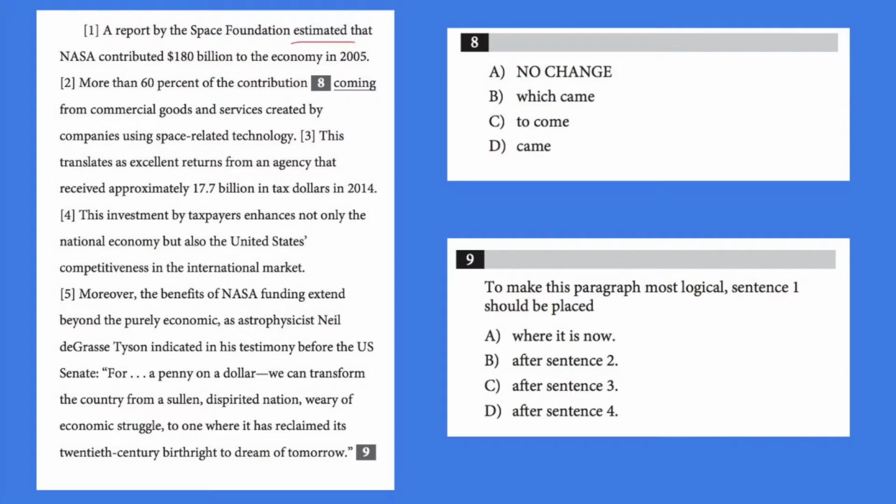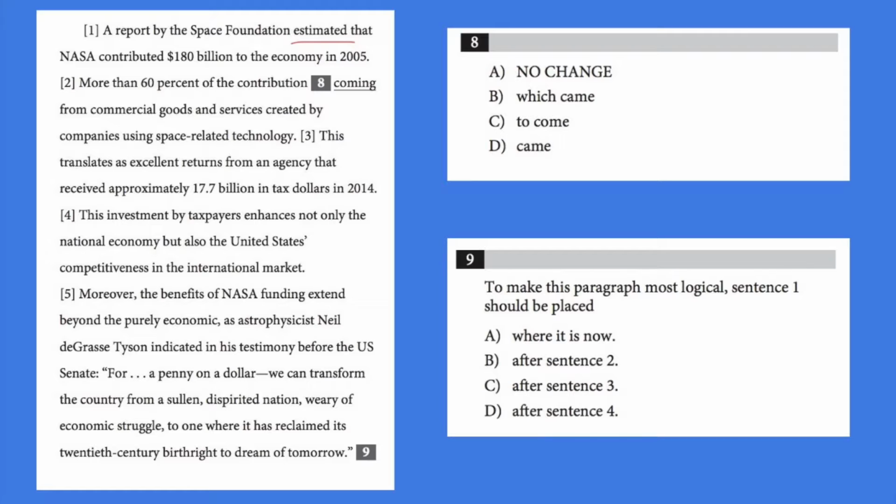As you can see in this paragraph, there's a number in parentheses before each sentence. This indicates that there will be a question asking either about the placement of sentences or about the placement of a new sentence into the paragraph. Therefore, it's important to pay close attention to the paragraph and read attentively.